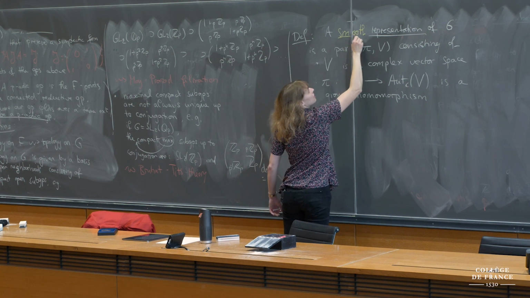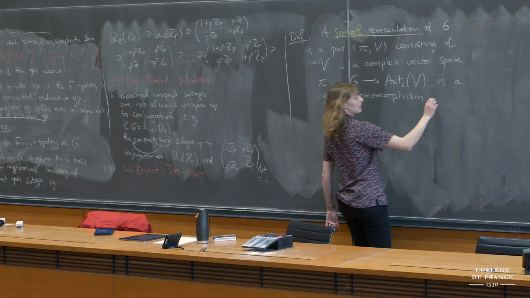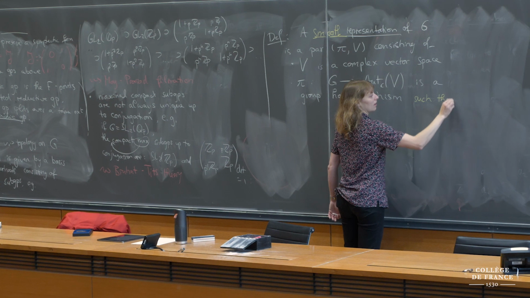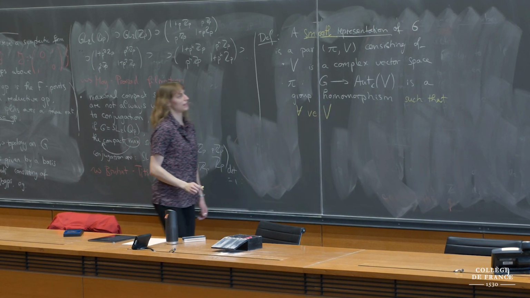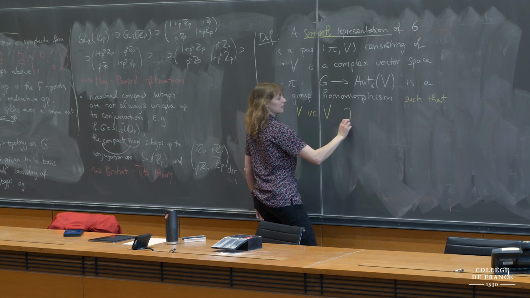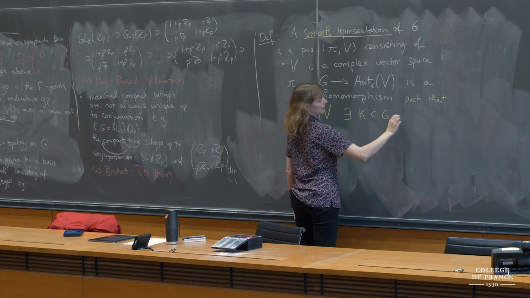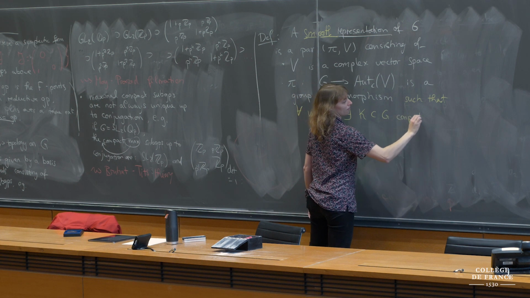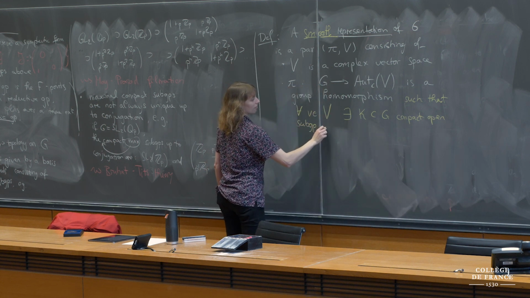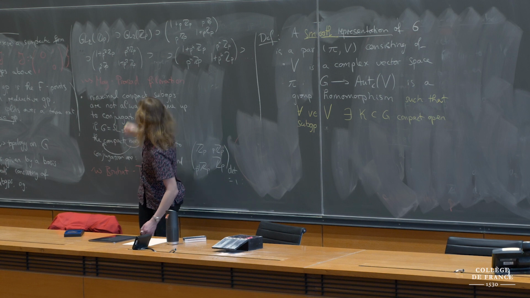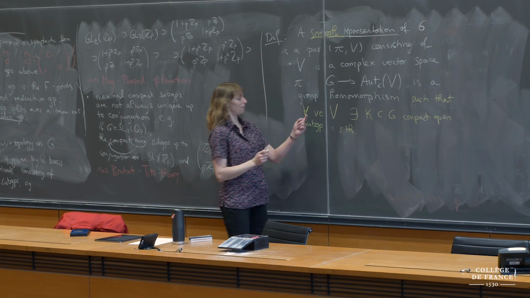And I want to consider only smooth representations. A smooth representation is one such that for every vector small v inside capital V, there exists some compact open subgroup K of G, and there are plenty, as we have seen, such that this compact open subgroup fixes the vector v.